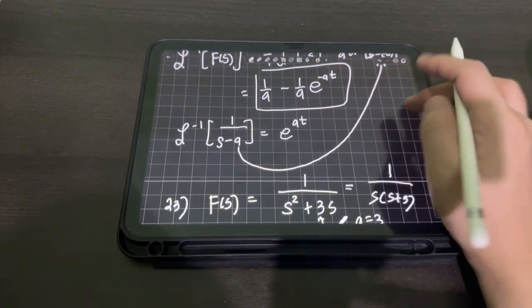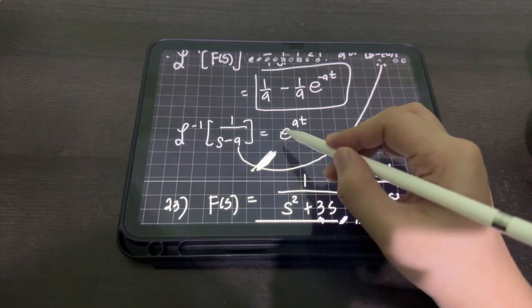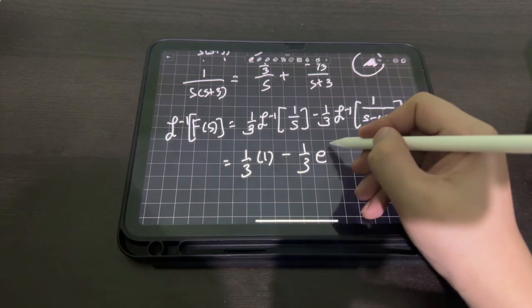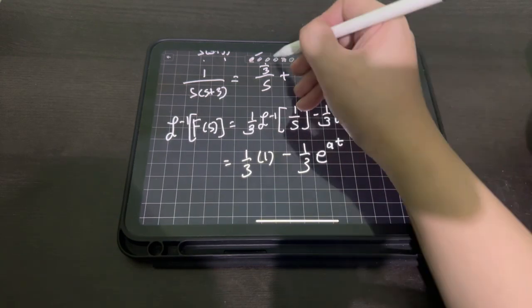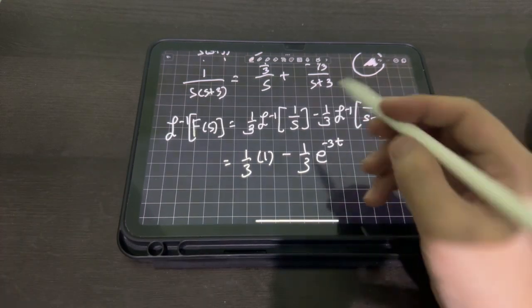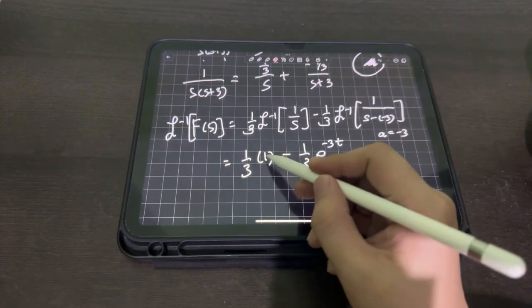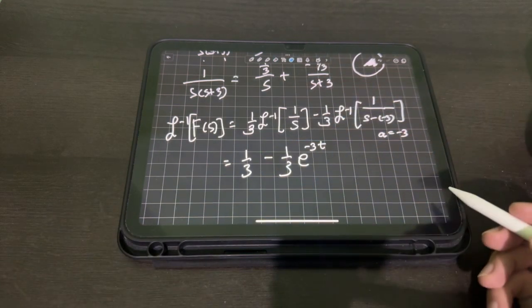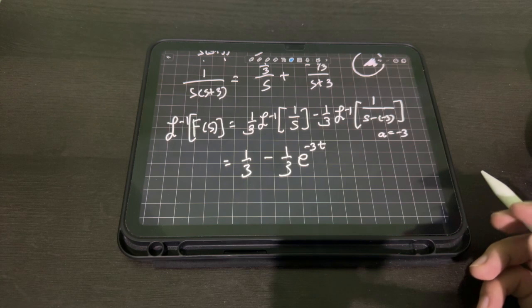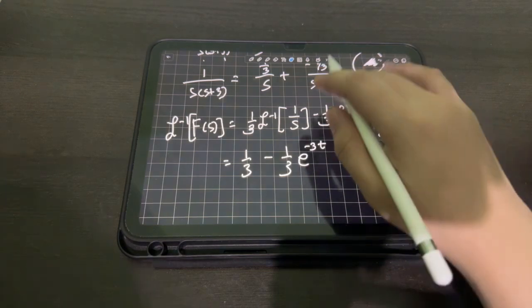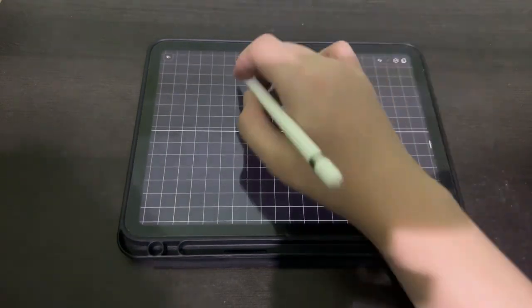And then applying this inverse Laplace transform formula, we have e to the at. So 1/3 e to the at, replacing the value of a, which is negative 3, we have e to the negative 3t. Or 1/3 times 1, it's just 1/3. So this is the final answer: 1/3 minus 1/3 e to the negative 3t. Okay, next, 24.